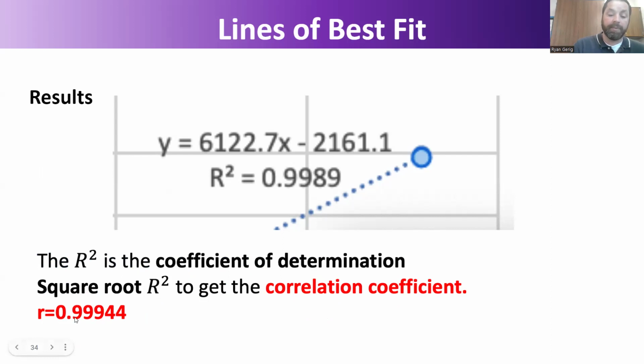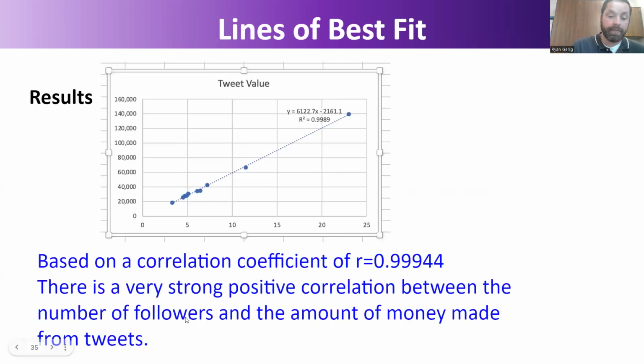Now that's really, really, really close to 1. That's a really good correlation coefficient. It's a very positive correlation between the two things. As your followers go up, your money goes up. And Twitter probably has a formula that actually pays exactly what it's showing. Based on the correlation coefficient we found, there's a very strong positive correlation between the number of followers and the amount of money made from tweets.